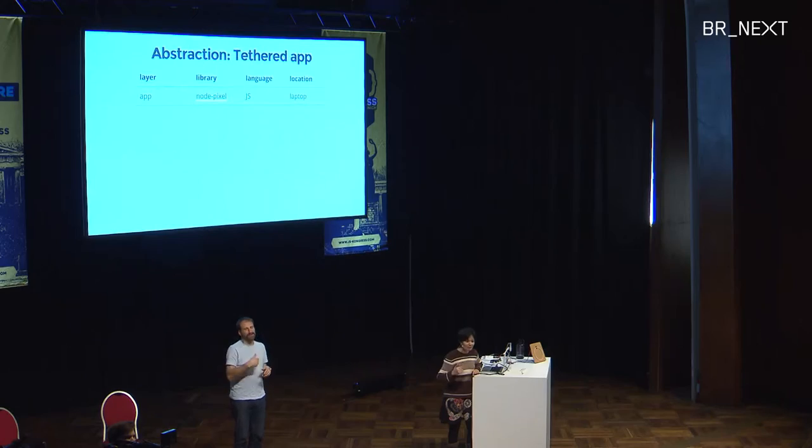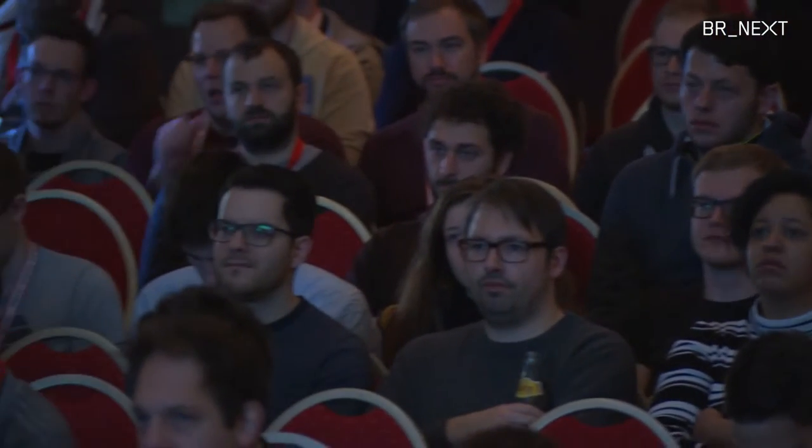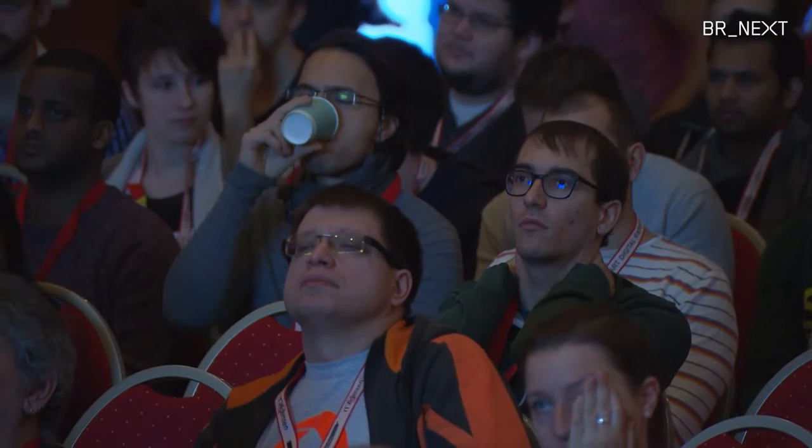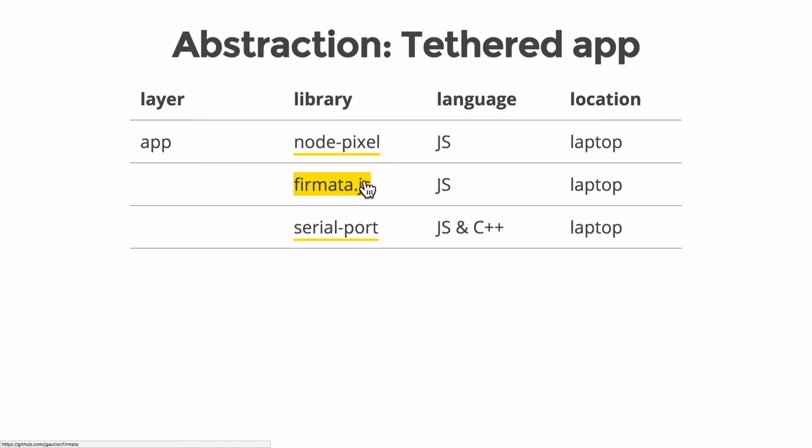And in engineering, whenever you need to know why and how it's working, just look at the abstraction layers below, starting with the top layer, the app layer, which is running node-pixel, a node library using JavaScript. It's running right on my laptop. If you look at the package.json of node-pixel, it has something called firmata.js. Sounds familiar? Firmata is the protocol for communicating with microcontrollers. Firmata.js has a dependency of serialport, which is written in JavaScript and C++. Once again, if you go to firmata.js package.json, you'll find the serialport library there. From here, that's where the magic begins.